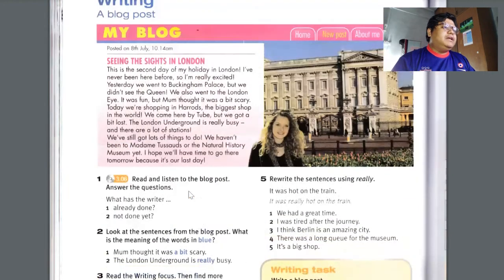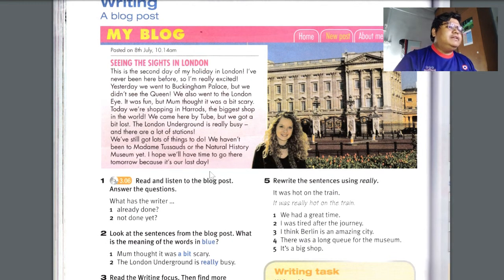Okay, so kita tengok balik dekat atas ni. Tadi saya bagi tahu dia terpecah pada tiga bahagian. So apa yang writer ni dah buat? Okay, things that the writer had done. Number one is, okay, the writer went to Buckingham Palace. Okay, that is number one. Number two, the writer also went to the London Eye. Okay, so those are the two things that the writer had done.